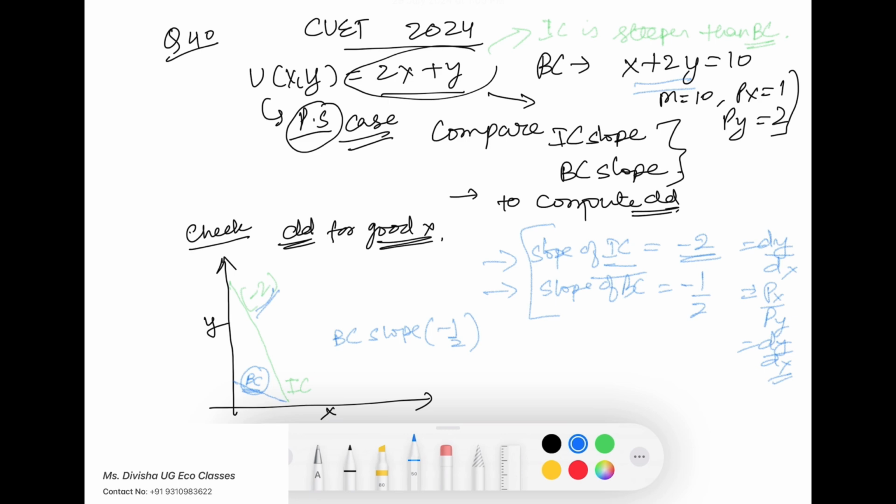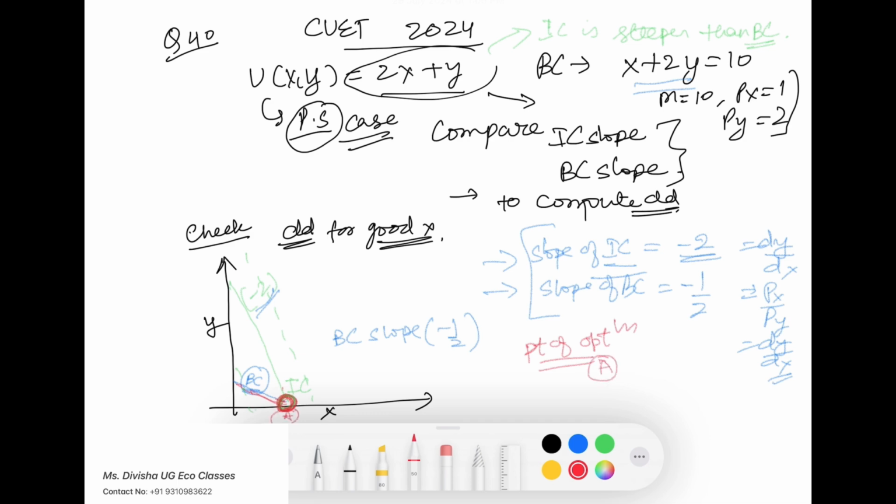Now the point of optimality will be at a point where, given a budget constraint, what is the maximum point that you're willing to consume? Because you have an IC map, different ICs are there. Given the IC map, this is the point where the consumer will consume, and it will give you the highest utility given this budget constraint. So let's say this is the point of optimality.